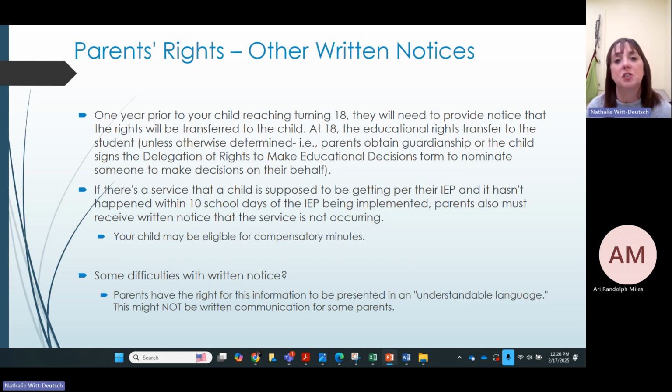If there's a service that the child is supposed to be getting per their IEP and it hasn't happened within the 10 days of the IEP being implemented, the parents also must receive written notice that this service is not occurring.